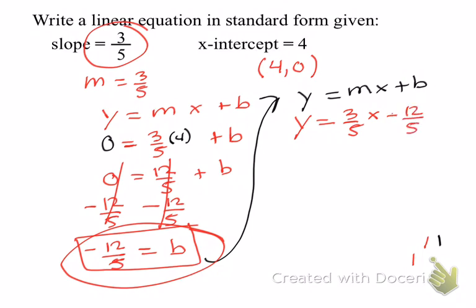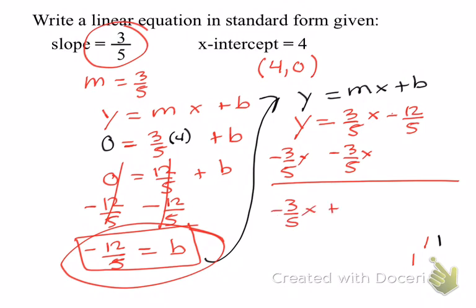Now, how do they want it? Do they want it in slope-intercept or in standard form? So subtract 3/5 x from both sides. I get negative 3/5 x plus y equals negative 12 fifths. I want to get rid of the fraction, so I'm going to multiply everything by negative 5.